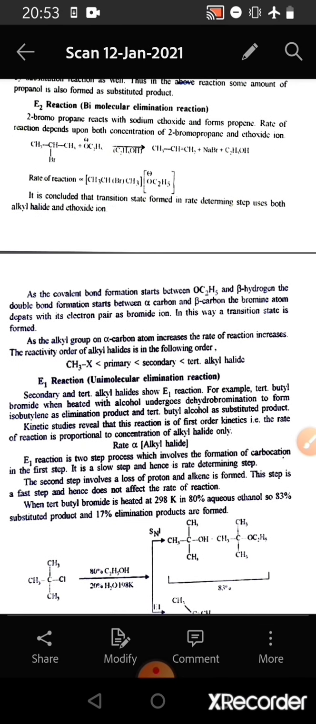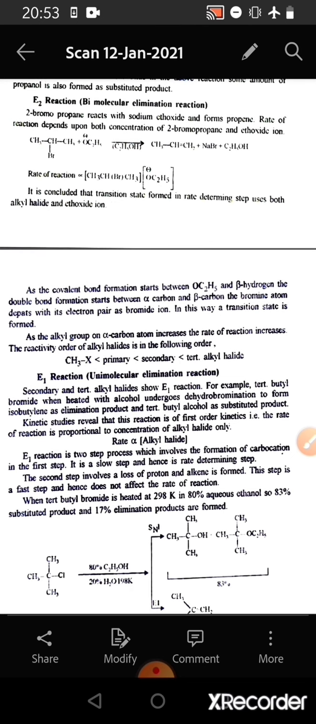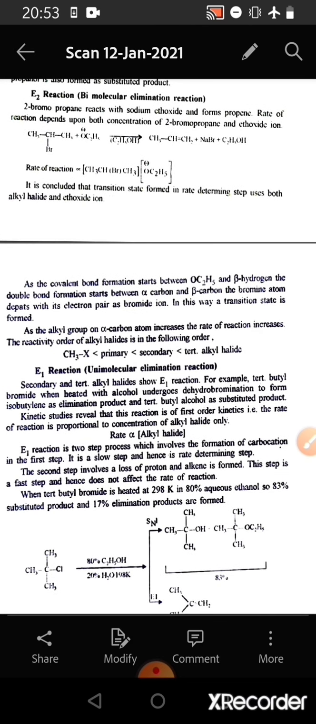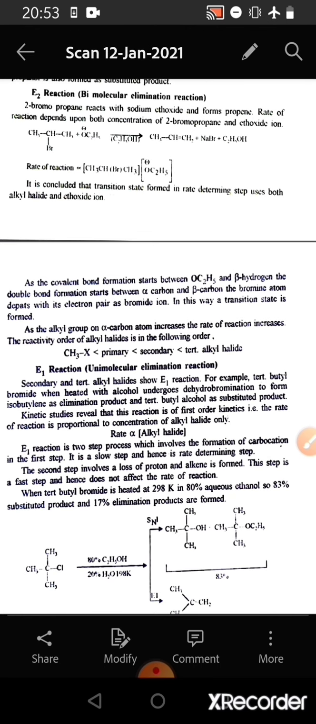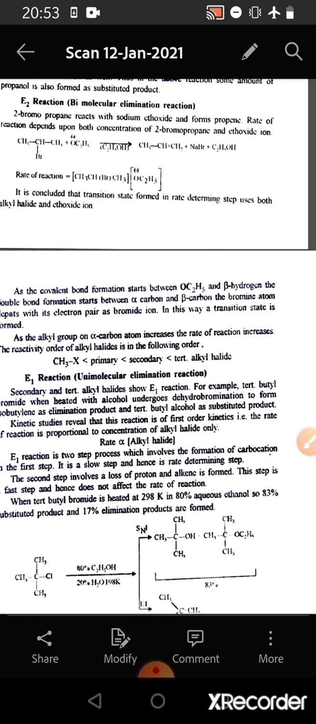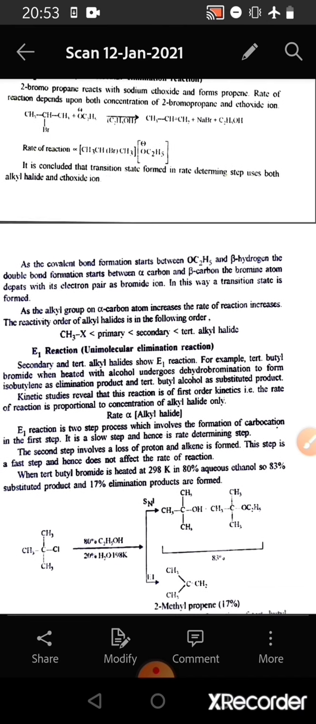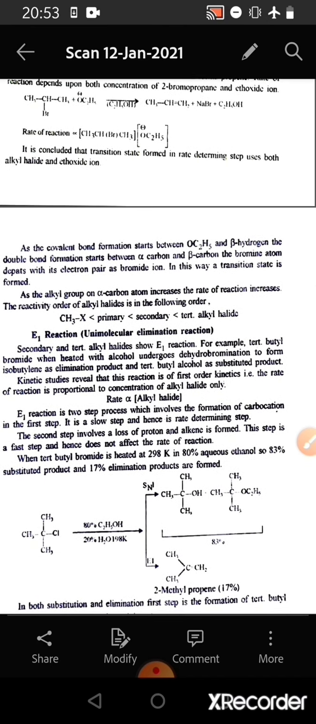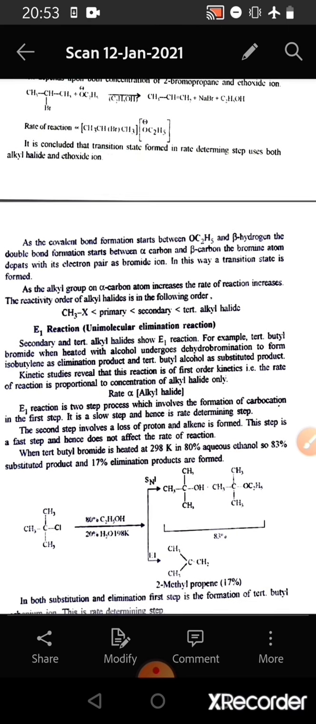And it is seen that as the covalent bond formation starts between OC2H5, that is the ethoxide ion, and the beta hydrogen, the double bond formation starts between the alpha carbon and the beta carbon, and the bromine atom departs with its electron pair as bromide ion. In this way, a transition state is formed.